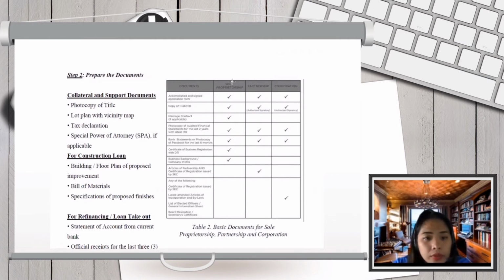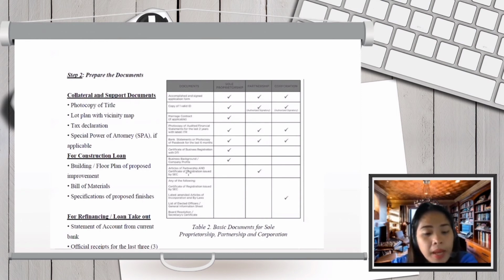So kung titignan nyo, ito yung basic documents for sole proprietorship, partnership, and corporation. May check po siya. Marriage contract, hindi po siya required sa partnership and corporation. We're just comparing, ha? Sa partnership naman, wala din pong DTI. And also sa corporation, wala din pong business background company profile sa partnership and corporation.